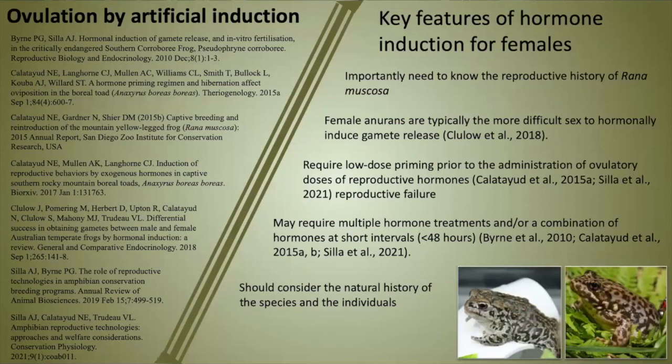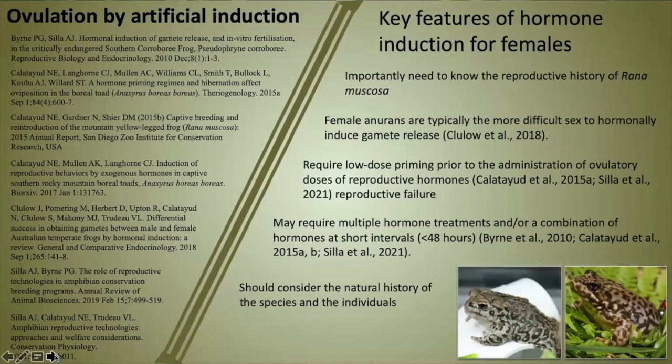For example, in Australia, we still have a lot of trouble with inducing ovulation in tree frogs, whereas some of our more terrestrial ground-dwelling species have been induced quite successfully. So it's important to understand that the species are going to respond differently to this. Sometimes females require a low dose of priming prior to administering a higher dose, or what we call an ovulatory dose. And sometimes you'll require 1 or 2 lower dose primings 1 or 2 days before. It depends. Again, this is all part of developing individual protocols for each species.